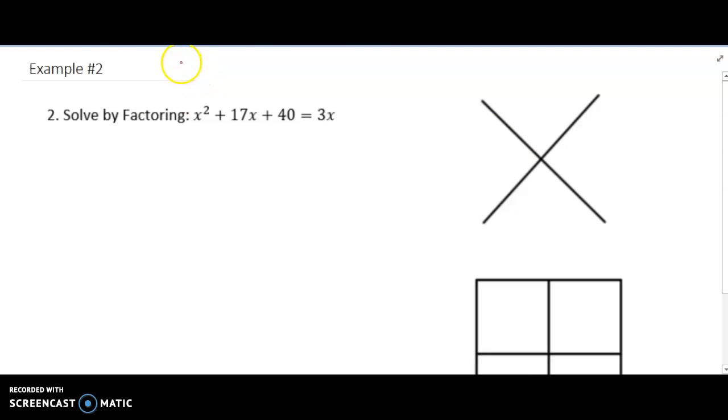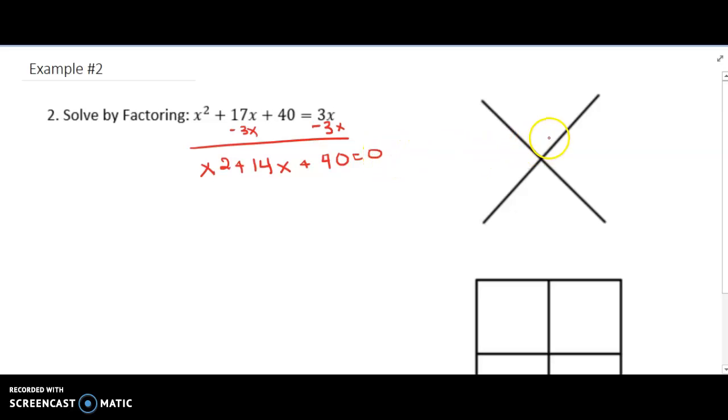All right, let's look at example 2 now. Okay, now when I look at example 2, I notice that it is not equal to 0. So I want to make it equal to 0. Okay, so in order to make it equal to 0, all I'm going to do is subtract 3x from both sides. Okay, and I'm left with x squared plus 14x plus 40 is going to equal 0. Okay, now we're in business because I have this equal to 0.